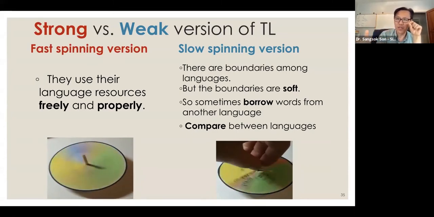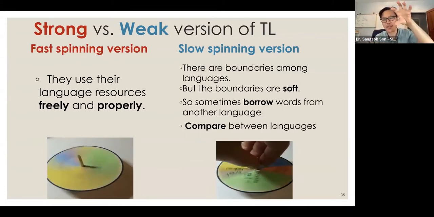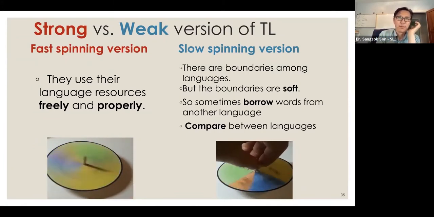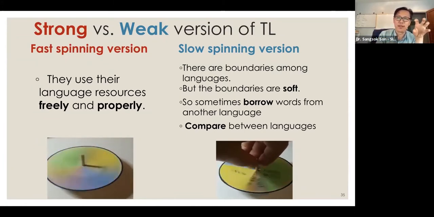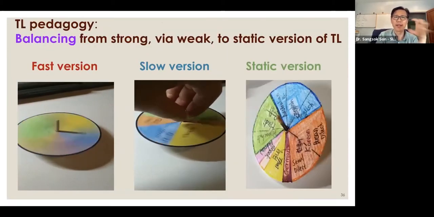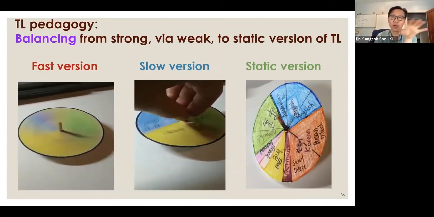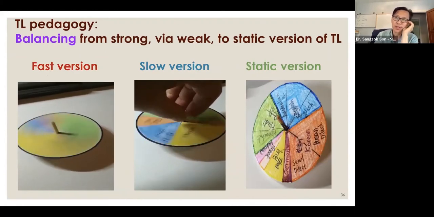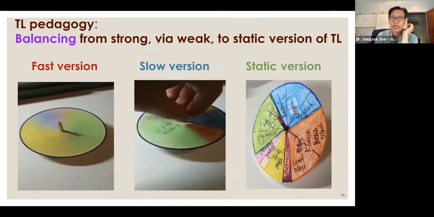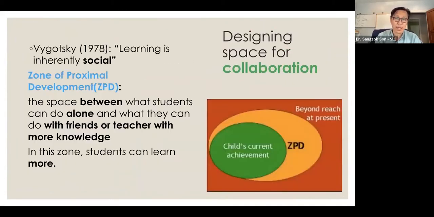So sometimes they borrow words from another language. Sometimes they put the two languages together and compare the differences and similarities. So we need both of these, okay? But we need to have the fast version first, and then the slow version and then the static version. So translanguaging pedagogy is balancing from the fast version via the slow version and the static version. So we need all of this. But at the moment, the present school has only the static version. So most bilingual students cannot really show their knowledge using only school language.